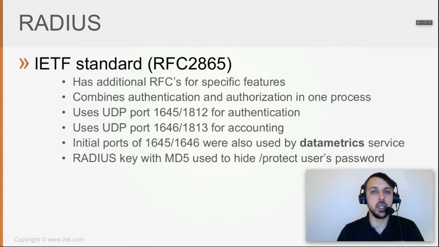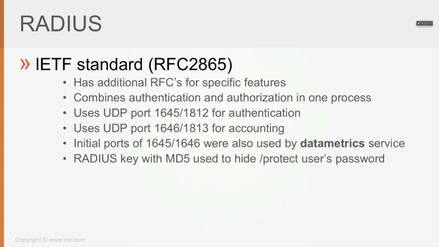That's why HTTP runs on TCP port 80 and NTP doesn't run on TCP port 80. Each well-known service should have its own dedicated TCP or UDP port number, or both of them in some cases, that it runs on top of. So because initially the RADIUS RFC was using the same ports as another service, the datametrics service, they came up with a new range of ports, 1812 and 1813.